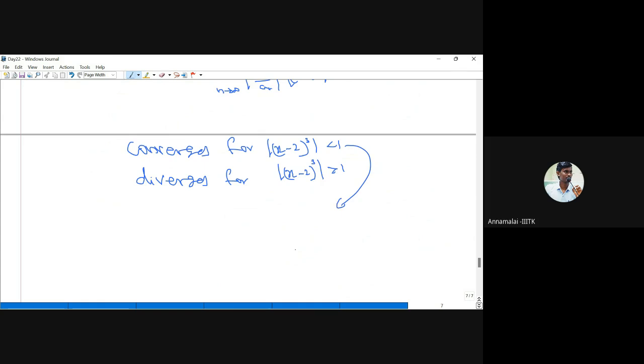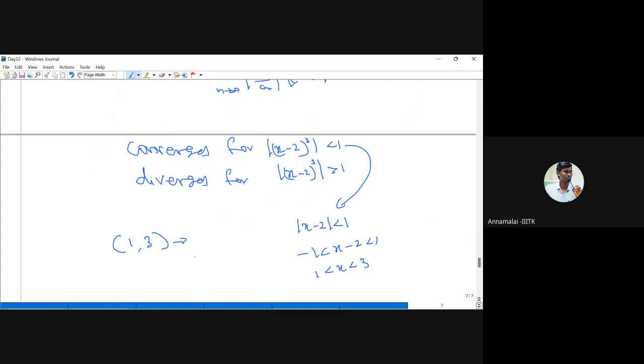Now we have to simplify this. Since (x-2) whole cube is less than 1, therefore (x-2) also less than 1. Cube is less than 1, therefore it should be less than 1. So this is nothing but -1 < x-2 < 1. You can add 2, we'll get 1 < x < 3. Therefore, now we get the interval of convergence is open interval (1, 3). So for all points x between this interval, the series converges.